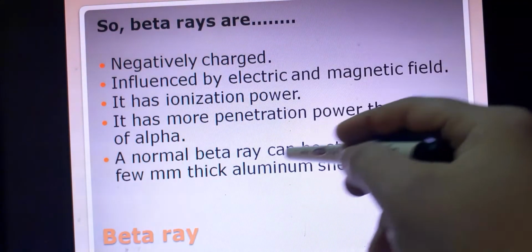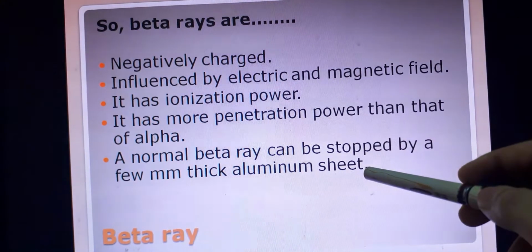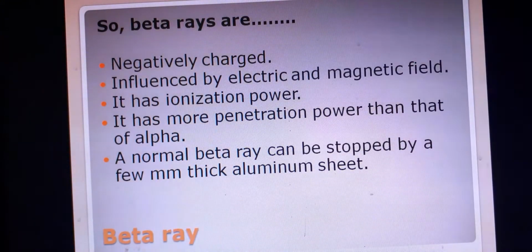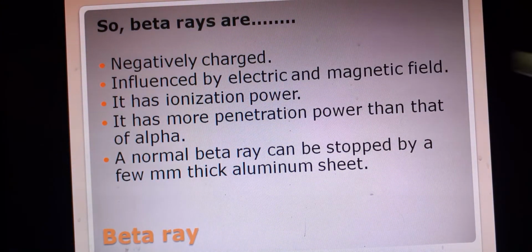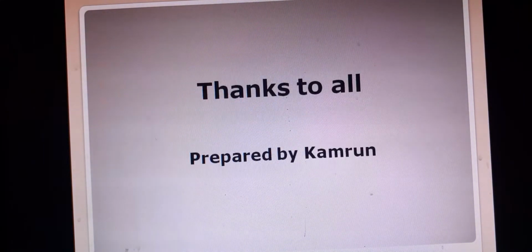A normal beta ray can be stopped by a few millimeter thick aluminum sheet. It may be 3 to 5 millimeter. So we are getting the characteristics of beta rays.